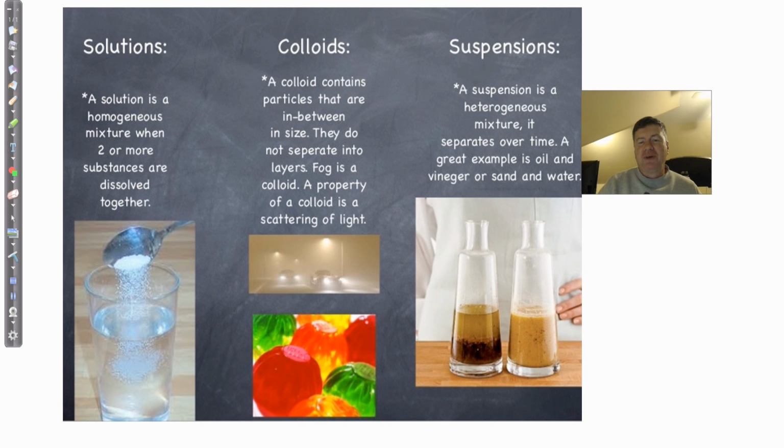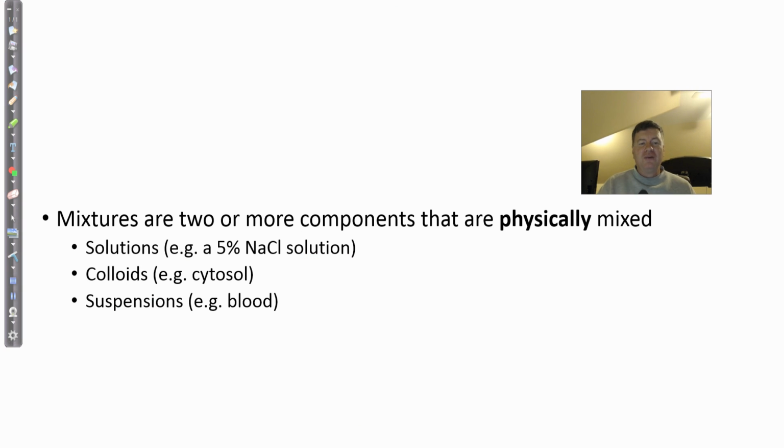If you have a suspension like vinegar and oil, eventually you get a separation. That's a suspension. Blood is a great example. I'll go back for just a second. Blood's a great example of a suspension because if you separate blood, that is, if you spin it around real fast, the heavier stuff, in this case the cells, settle out of solution.